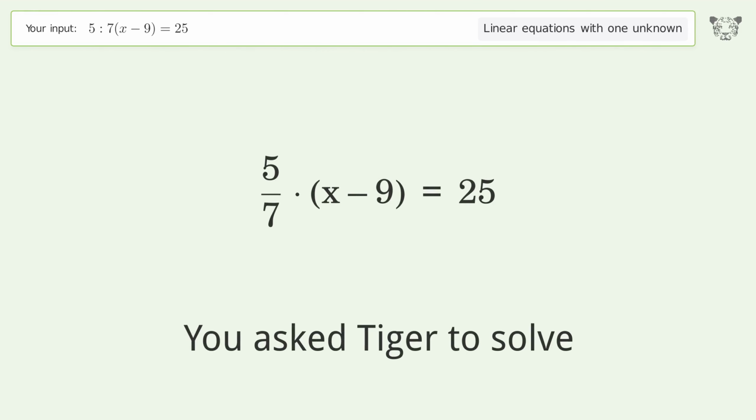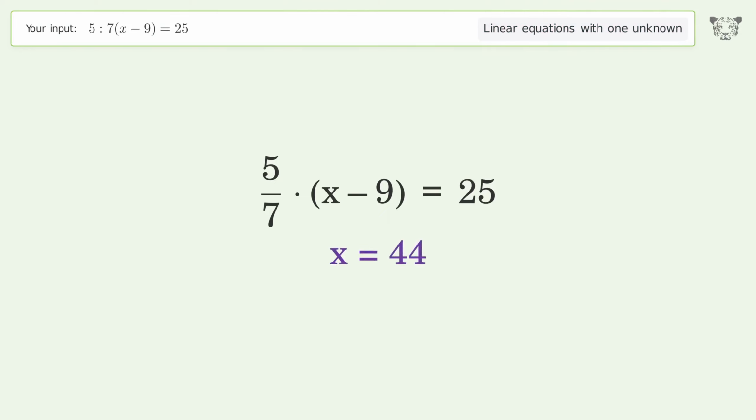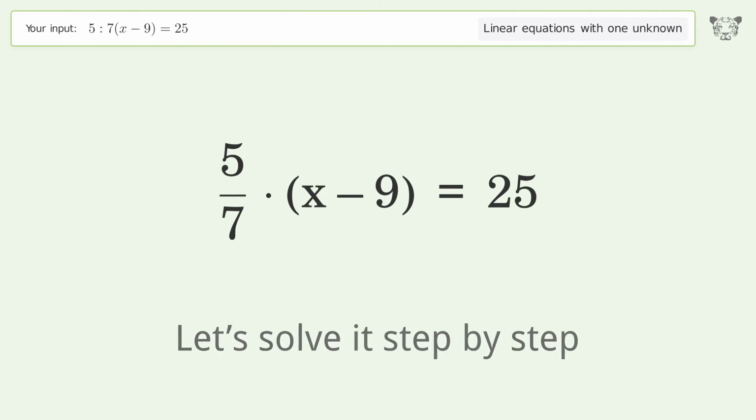You ask Tiger to solve. This deals with linear equations with one unknown. The final result is x equals 44. Let's solve it step by step.